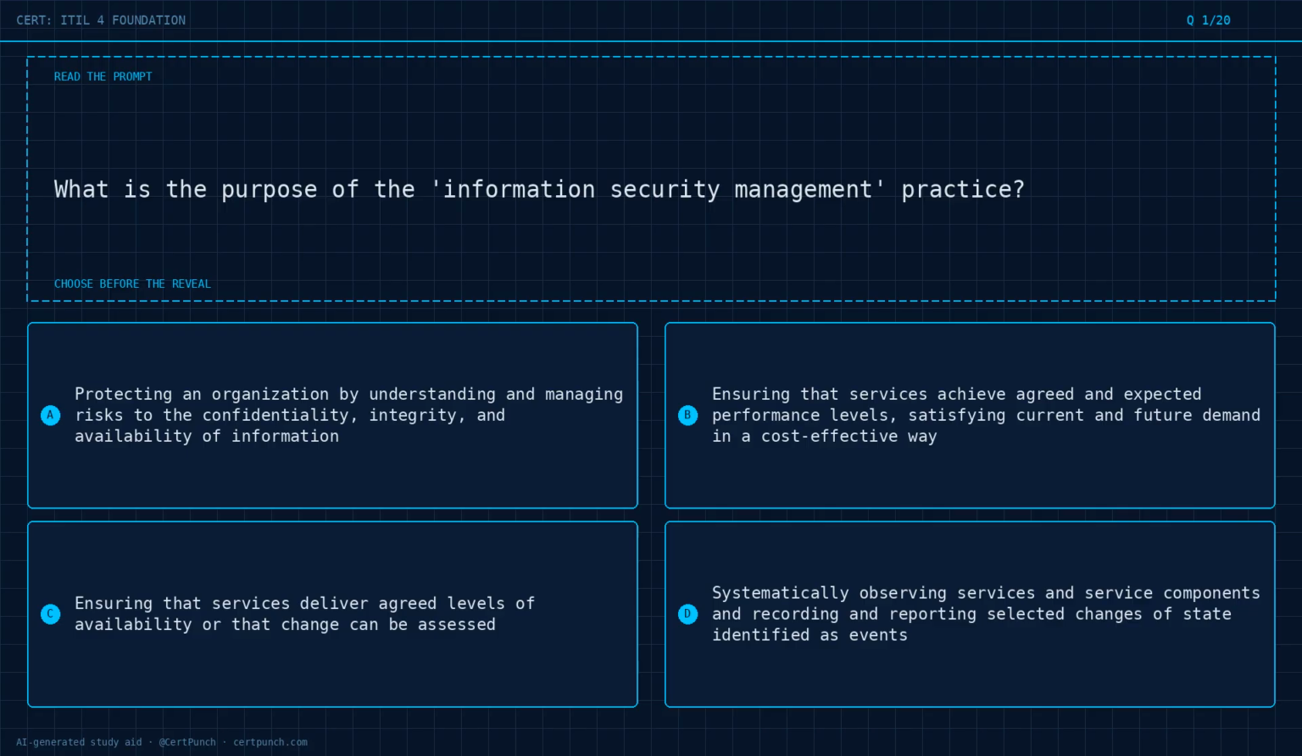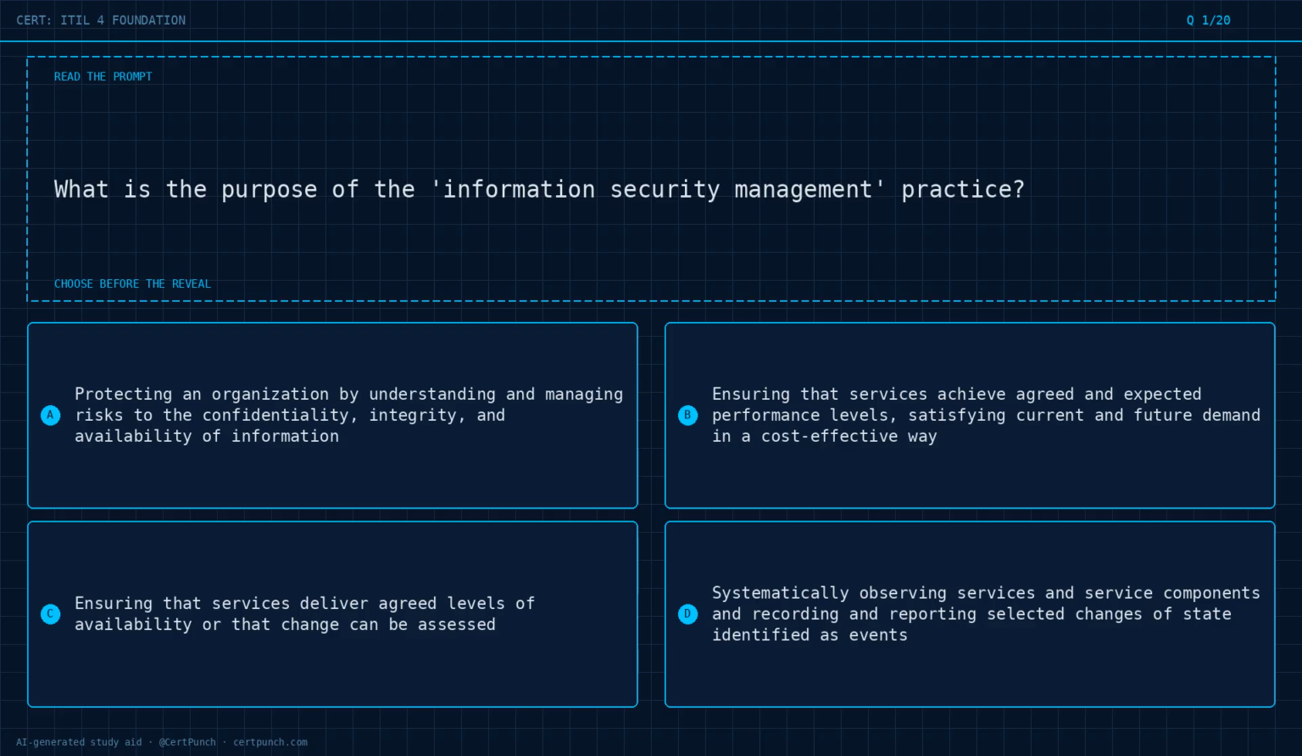Question 1 of 20. What is the purpose of the information security management practice? Option A. Protecting an organization by understanding and managing risks to the confidentiality, integrity, and availability of information. Option B. Ensuring that services achieve agreed and expected performance levels, satisfying current and future demand in a cost-effective way. Option C. Ensuring that services deliver agreed levels of availability or that change can be assessed. Option D. Systematically observing services and service components and recording and reporting selected changes of state identified as events.